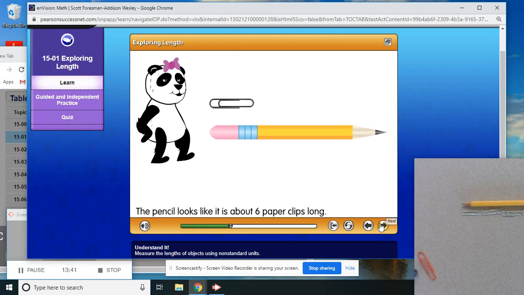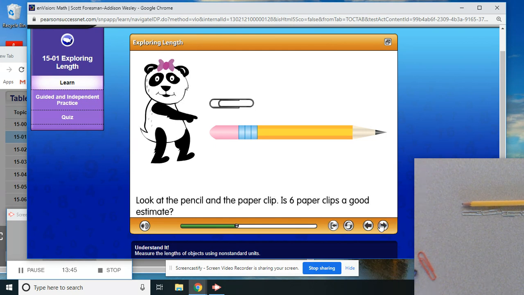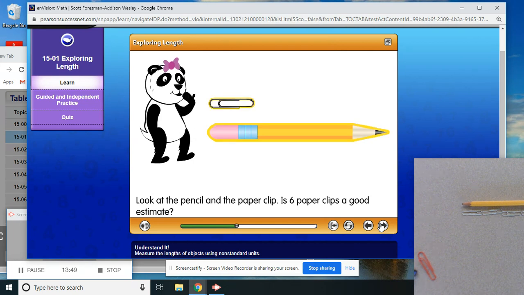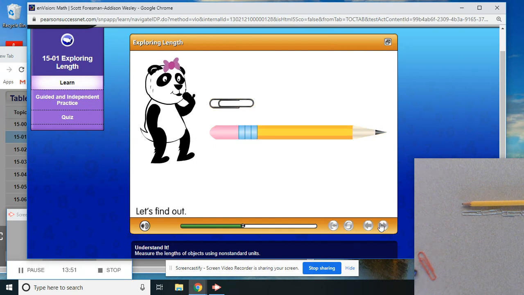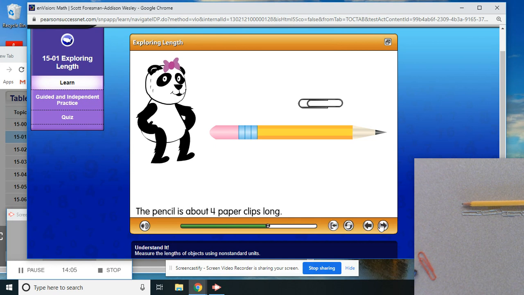The pencil looks like it is about 6 paper clips long. Look at the pencil and the paper clip. Is 6 paper clips a good estimate? Let's find out. You can use 1 paper clip to measure. Move the paper clip. Add 1 each time. The pencil is about 4 paper clips long.